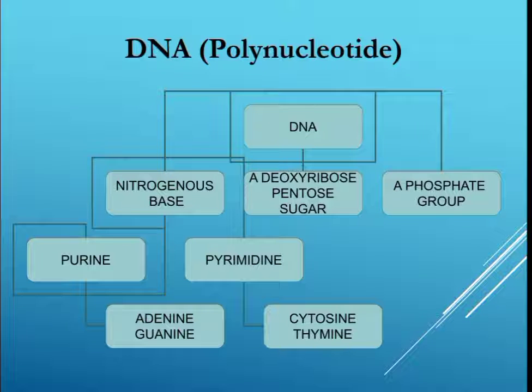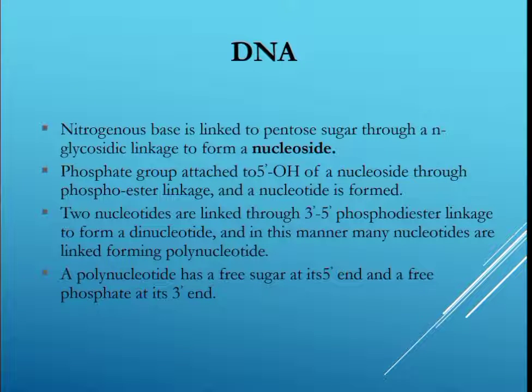Yesterday we started with the 6th chapter, molecular basis of inheritance, in which we have studied that DNA consists of a nitrogenous base, a pentose sugar, and a phosphate group. In turn, nitrogenous bases are of two types, purines and pyrimidines. Adenine and guanine are purines, and cytosine and thymine are pyrimidines. Even uracil is a pyrimidine.